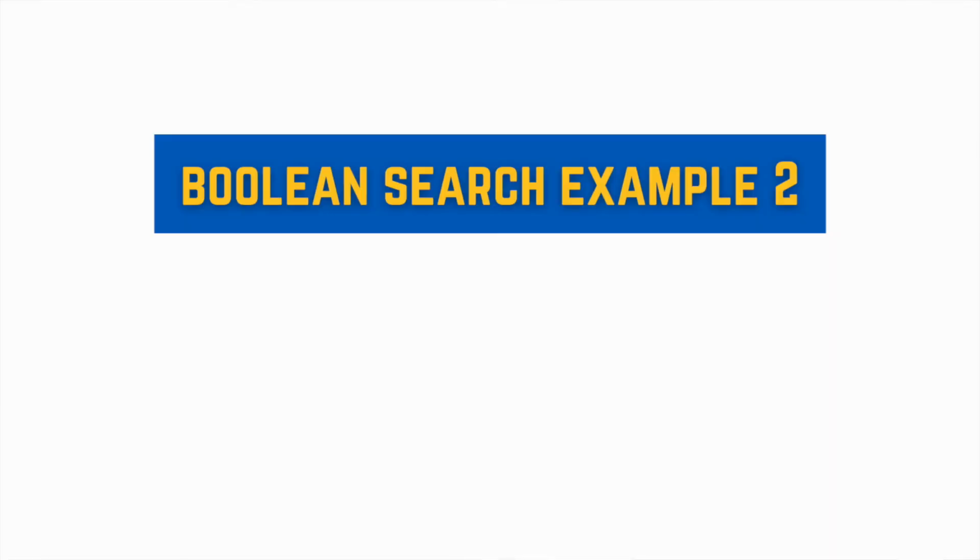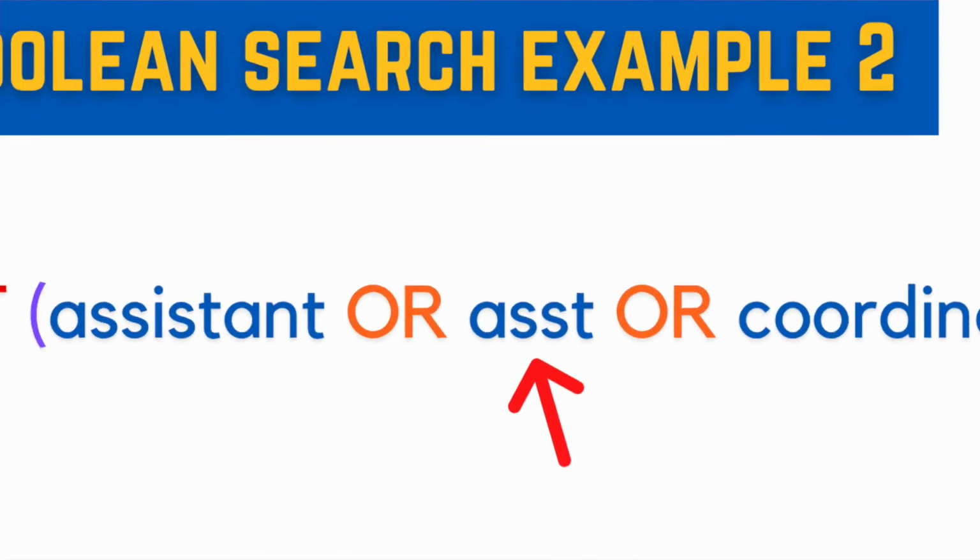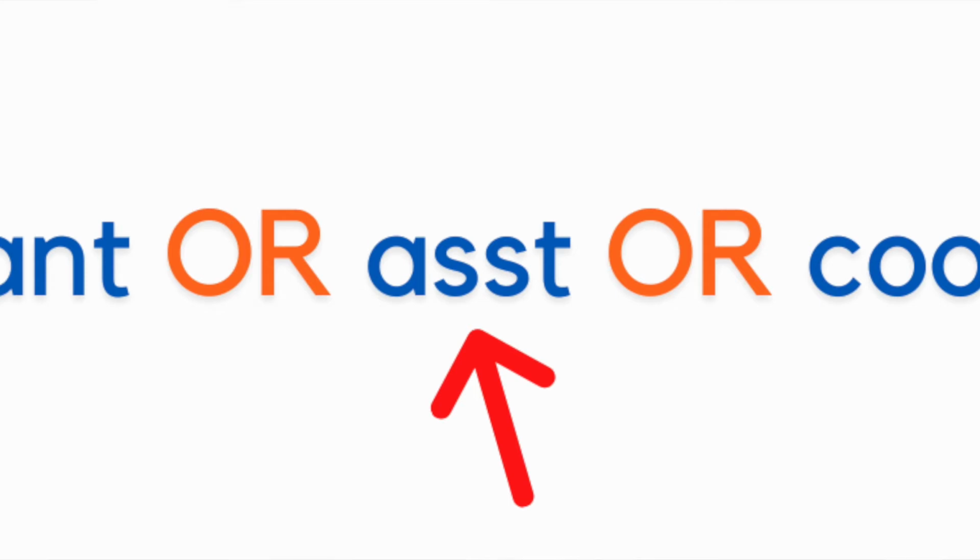Now I want to show you two more Boolean operators. The first is the word NOT. Let's say now you want to reach anyone who's in any type of sales position, but they're not a sales assistant or a sales coordinator. Then your search will look like this: sales NOT, open parenthesis, assistant OR ASST OR coordinator, close parenthesis. And you'll see I included ASST for the abbreviation of assistant so we can include more people in this weeding out process.